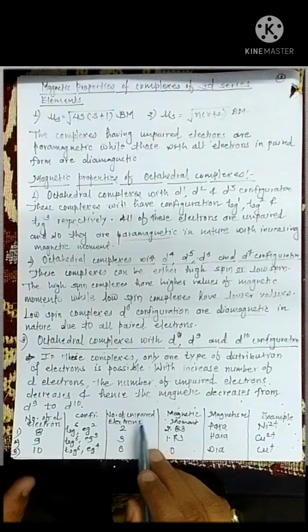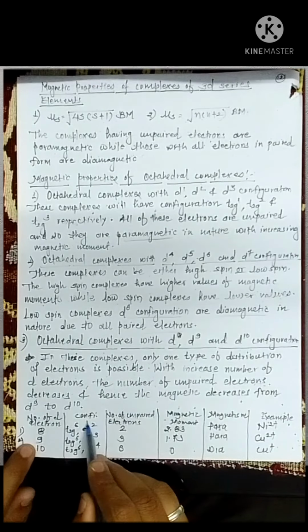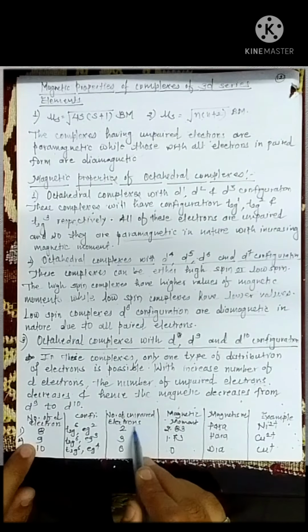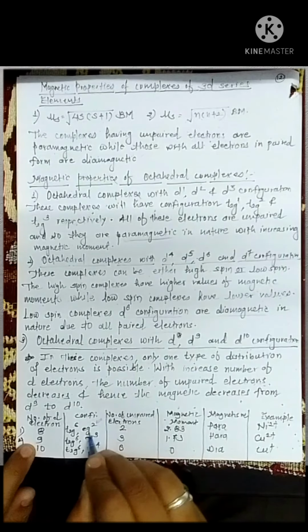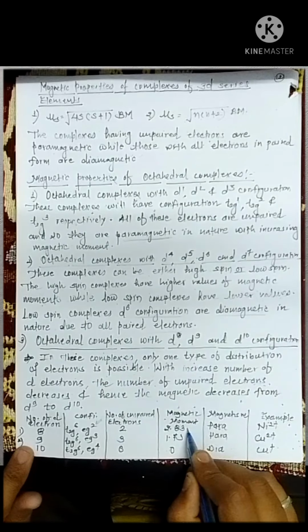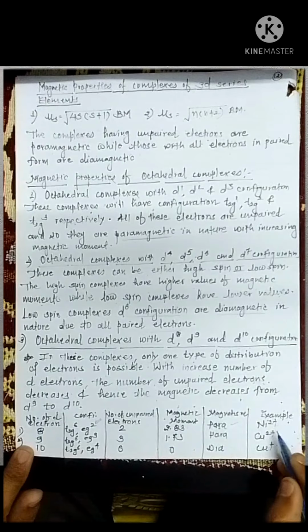Just see here, when the number of electrons in the d orbitals is 8, the configuration can be written as t2g6 eg2. So in this case the two electrons present in the eg set are unpaired, so the magnetic moment value comes to about 2.83. Because of that, d8 configuration is paramagnetic in nature. An example of such an ion is nickel 2+.